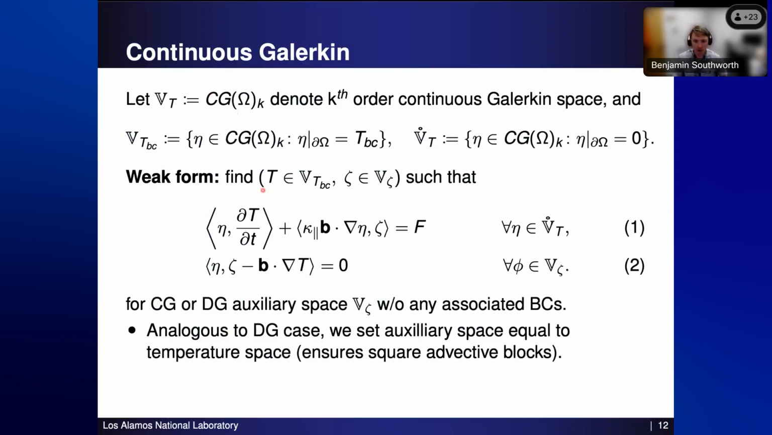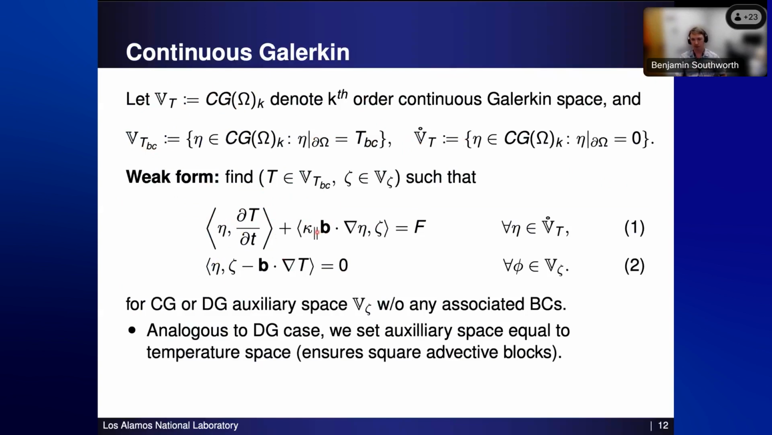And so here, for ease of notation, I just dropped the isotropic component. It's exactly the same as DG. We use a standard continuous Galerkin finite element discretization of the isotropic part of the operator in the primary variable equation here. So we let VT be our kth order continuous Galerkin space, and then these boundary condition spaces and auxiliary space. And so here, this is our weak form.